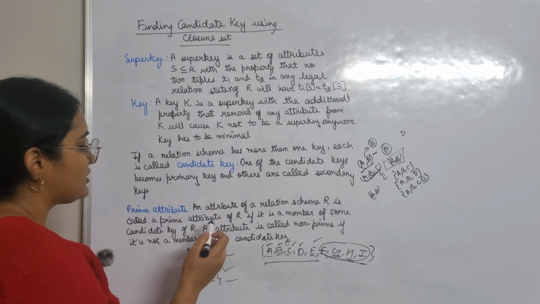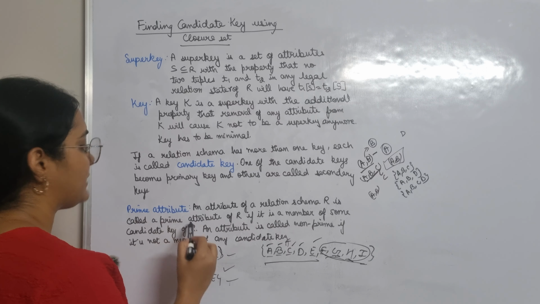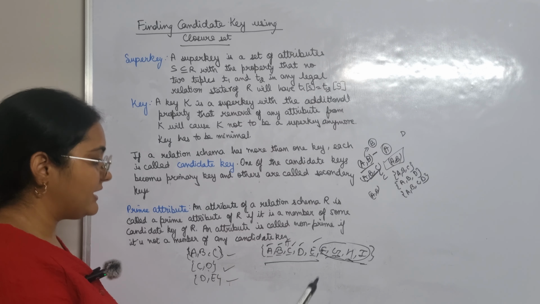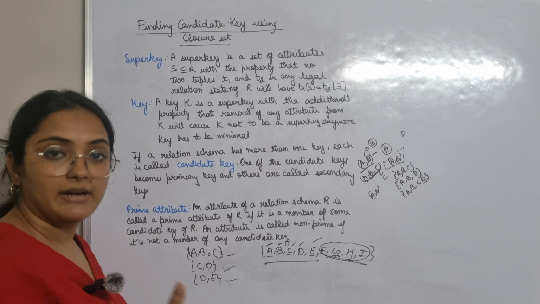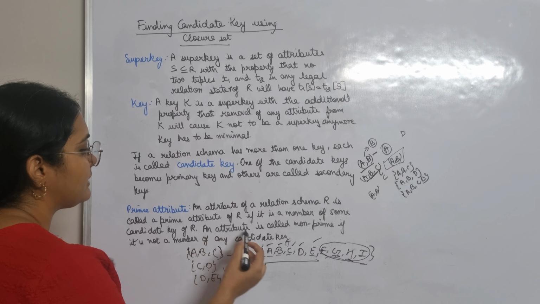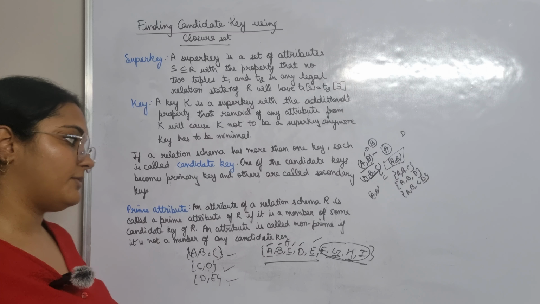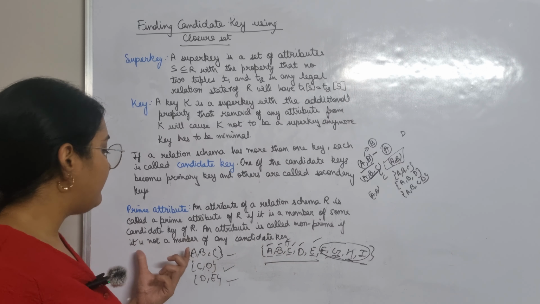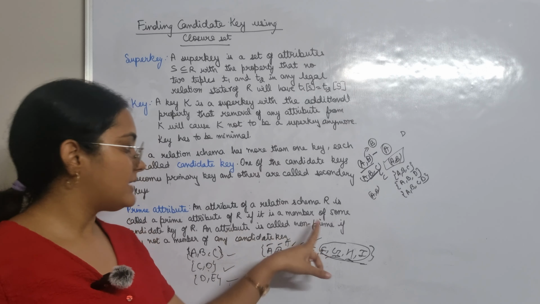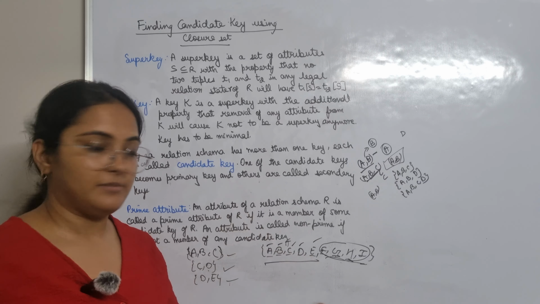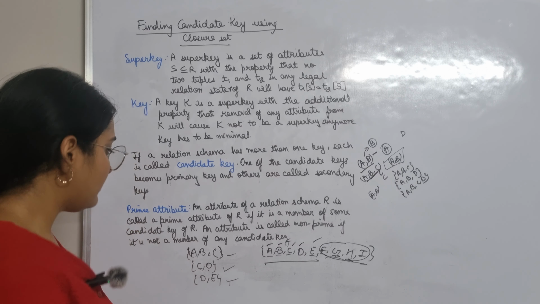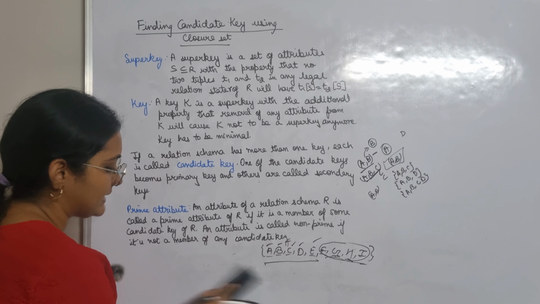Let's see the definition. An attribute of a relation schema R is called a prime attribute of R if it is a member of some candidate key of R. When will it be called a prime attribute? If it is a part of some candidate key of R. Now, when is an attribute called non-prime? An attribute is called non-prime if it is not a member of any candidate key. Some and any: if you are part of some candidate key, you are prime. If you are part of none of the candidate keys, you are non-prime. I hope these definitions and examples are clear.